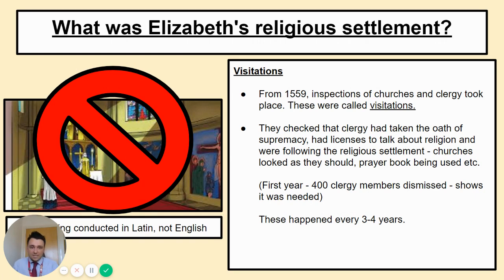Now, these visitations happened every 3 to 4 years, roughly, just to check, just to make sure. And there wasn't too much of an announcement either. There was no real warning for people, so you never knew if Elizabeth's government was going to check up on you or not.